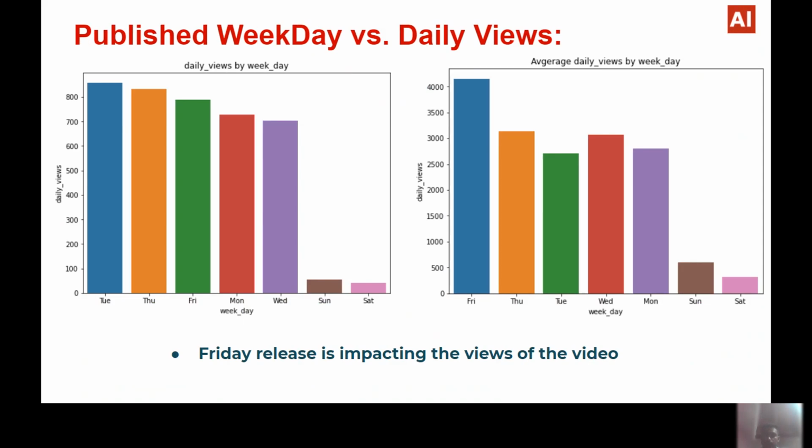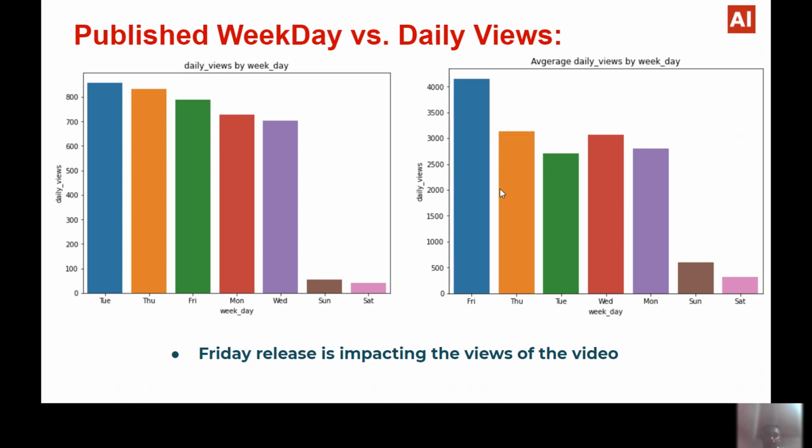Visualizing the days for a particular talk, the talk which is released on Friday has gotten a higher number of views. By visualizing this second graph, we can say Friday is attracting a higher number of views. This is the graph for talks released on Friday, and it is quite obvious that after Friday, Saturday and Sunday are holidays, so people have more time to see our talks and videos.